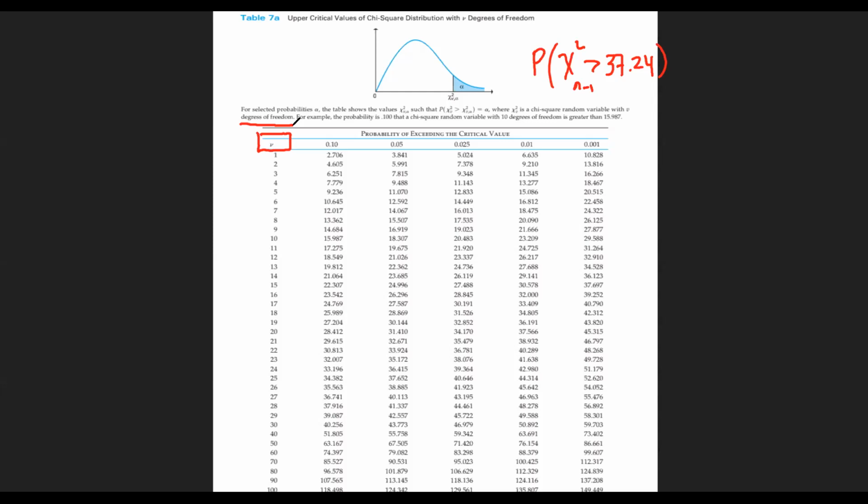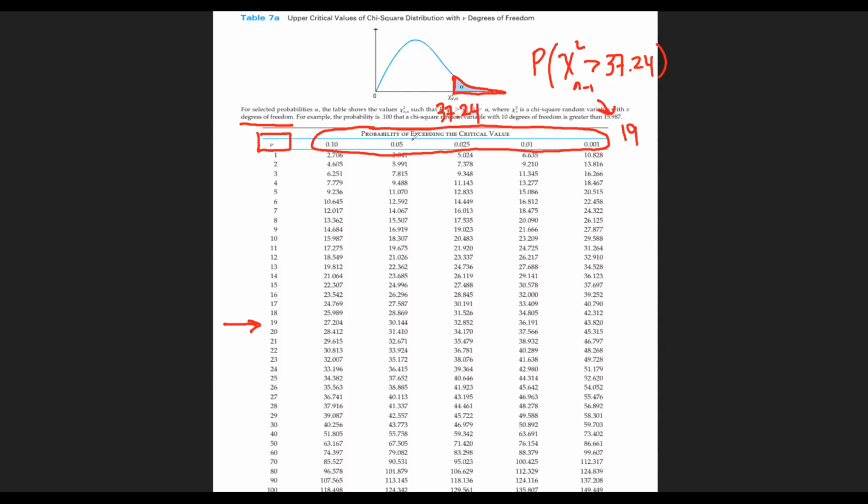Now, how to read this table, we'll walk through that. Our degrees of freedom will be 19, right? Because our sample size was 20. So we want to look at 19 degrees of freedom, which is going to be this row here. And the critical value that we're looking for, this chi-squared on this graph, is going to be 37.24. And the table will give me this area to the right. And these are these probabilities up here. If you read the title of the table, it's a little small, but it says probability of exceeding the critical value.